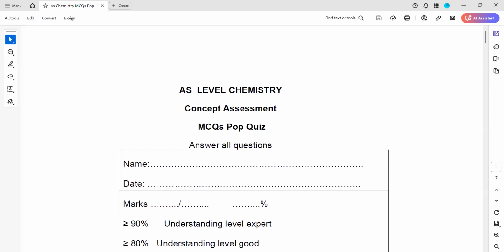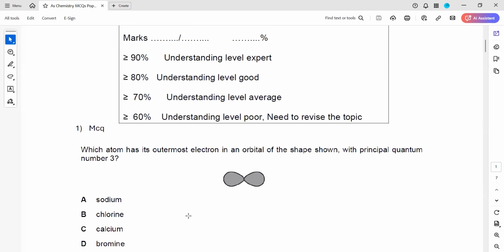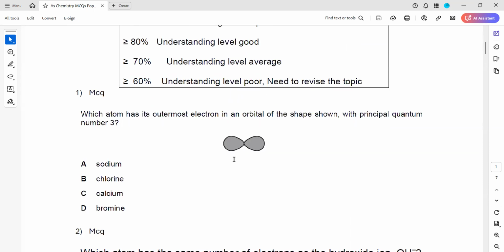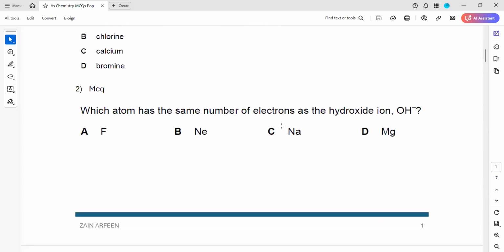MCQ Pop Quiz 18 related to the last week. If you have any doubt or a question, you can mention that. Question number 1, any doubt? Question 1, any doubt? Question 2.